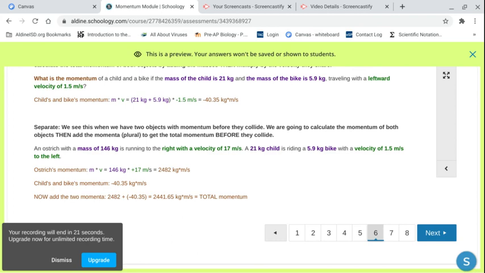Now you will have two practice questions on your own to end this module. Then you have the exit ticket and lesson closure that you will have to complete as well.